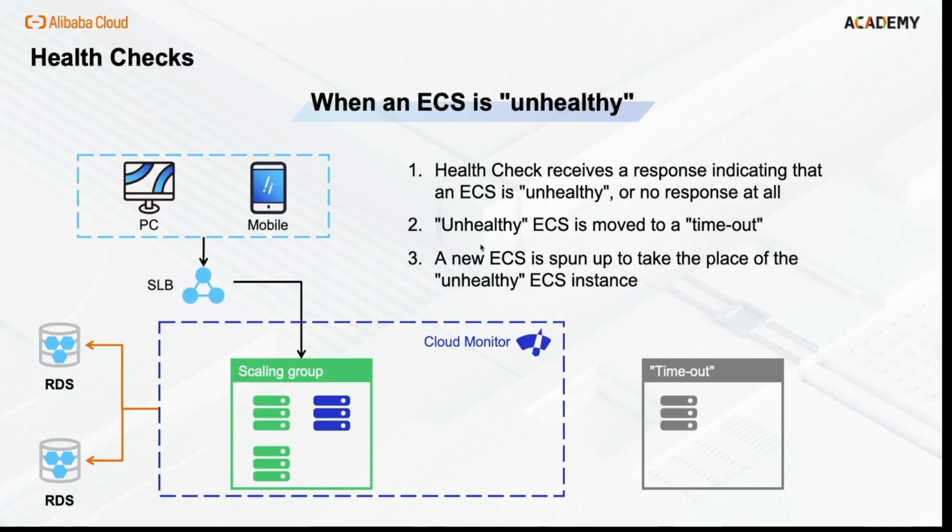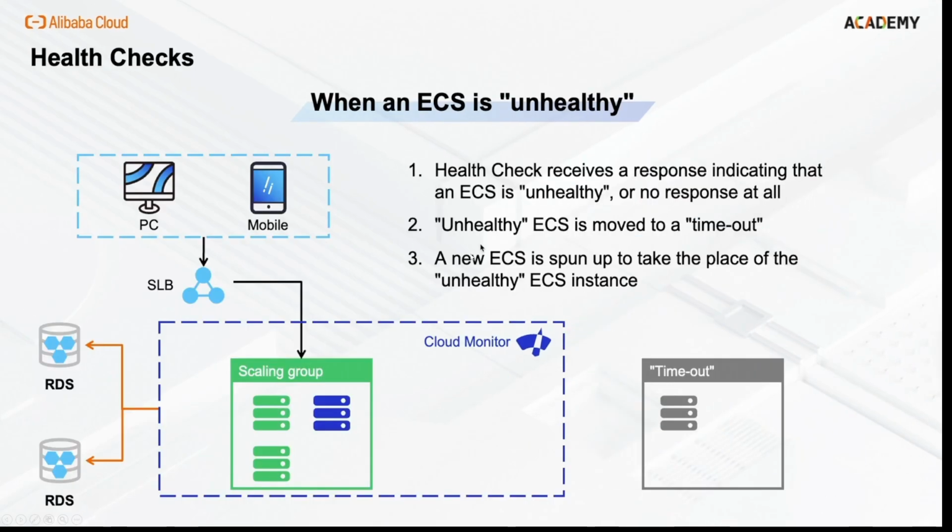So I have some visual right here. When an ECS is unhealthy, as you can see, the health check receives a response indicating that the ECS is unhealthy, or no response at all. So the unhealthy instance or ECS is moved to a timeout. Here it will self-recover until the status is healthy and come back. While the unhealthy ECS goes to timeout, a new ECS is spun up to take the place of the unhealthy ECS instance. Like this one, marked with the blue color.